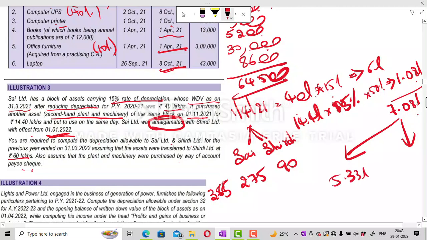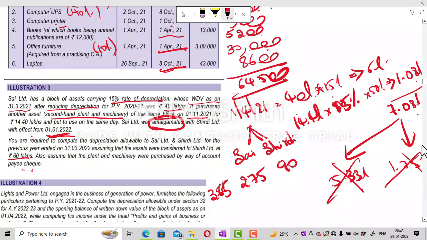5.33 lakh and 7.08 minus 5.33 will be 1.75. Do you think this is correct answer? No. We should not calculate like this, because this is used for different number of days. We have to calculate in that way. How?